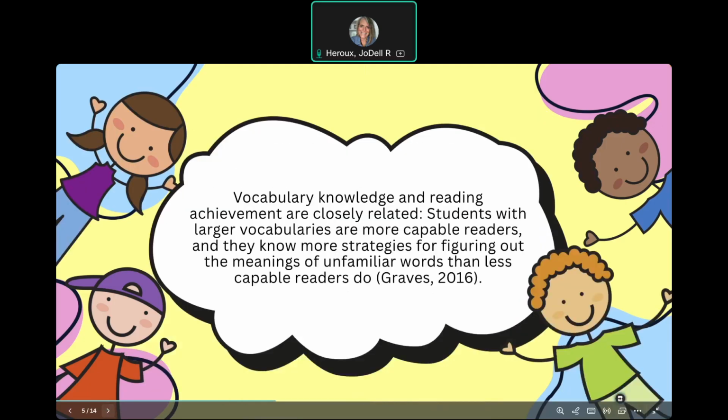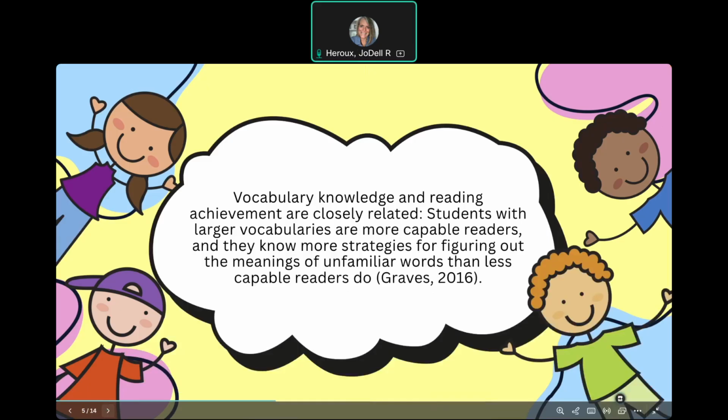So our textbook talks about the fact that vocabulary knowledge and reading achievement are closely related. That students with larger vocabularies are more capable readers, and they know more strategies for figuring out the meanings of unfamiliar words than less capable readers do. And we want to think about why that is. So what do more capable readers do?